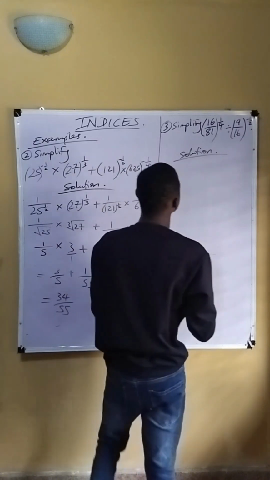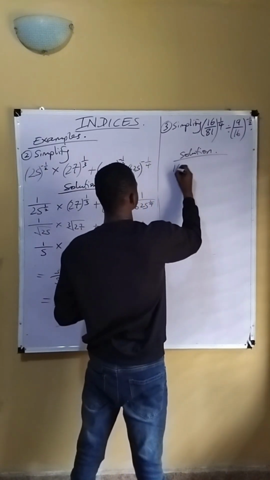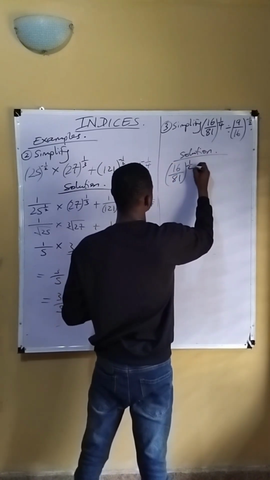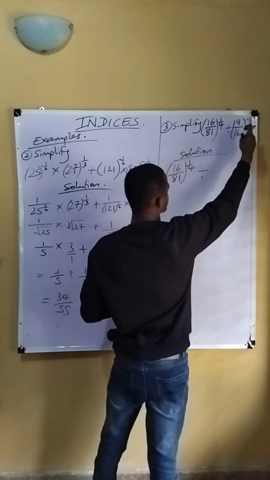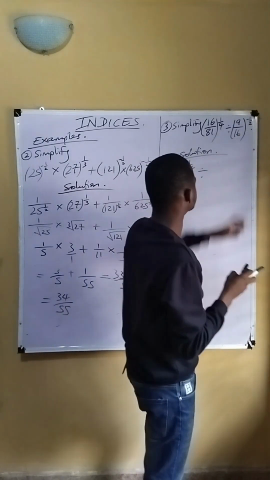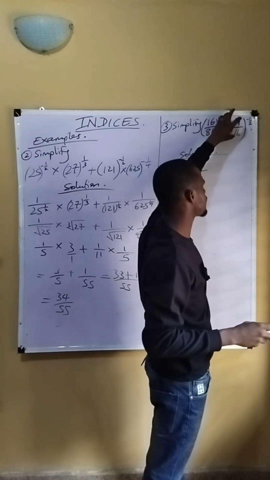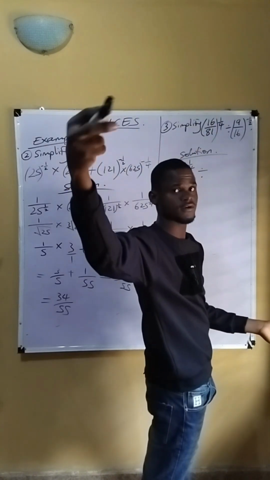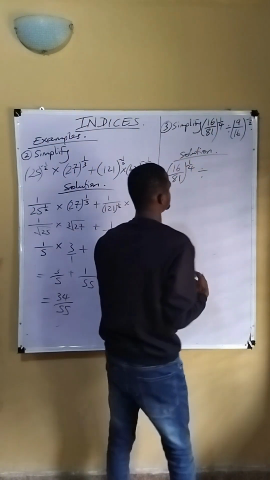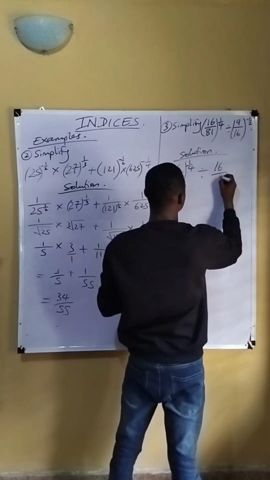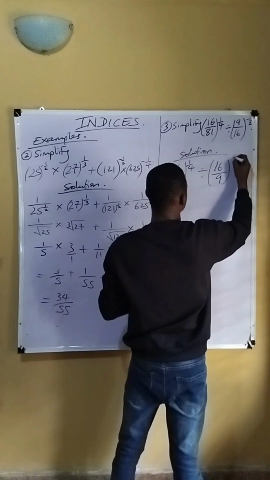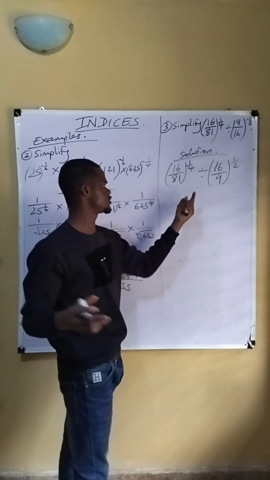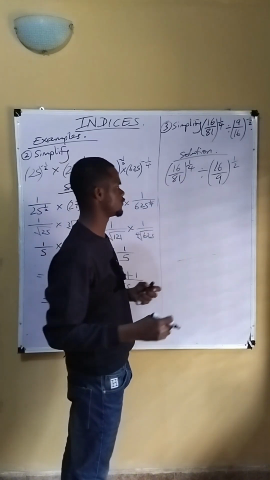We are going to have 16 all over 81 all raised to the power of 1 all over 4 divided by, and I told you, if what is in the bracket is a fraction, immediately you invert the fraction, the negative sign will be eliminated from the index. Now we are going to invert, we are going to have 16 all over 9 all raised to the power of what? 1 all over 2. Now we apply the fractional indices law in solving this.